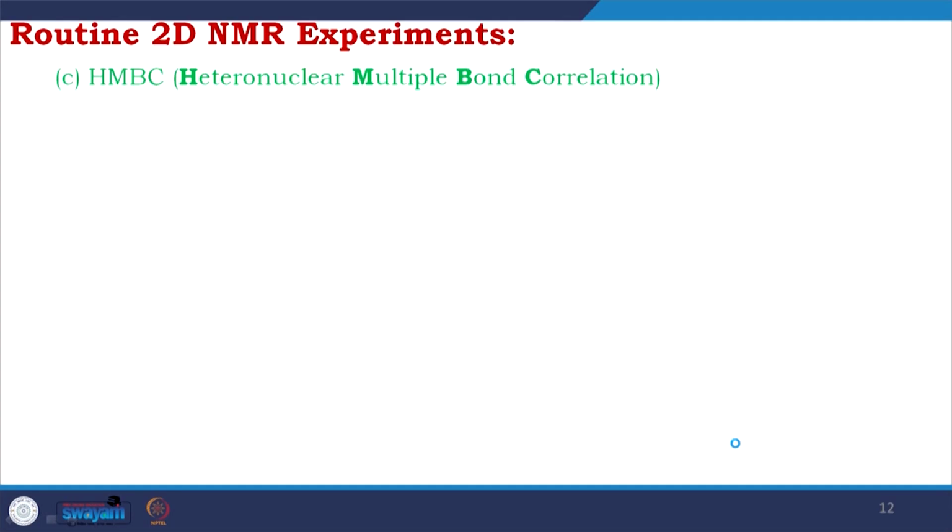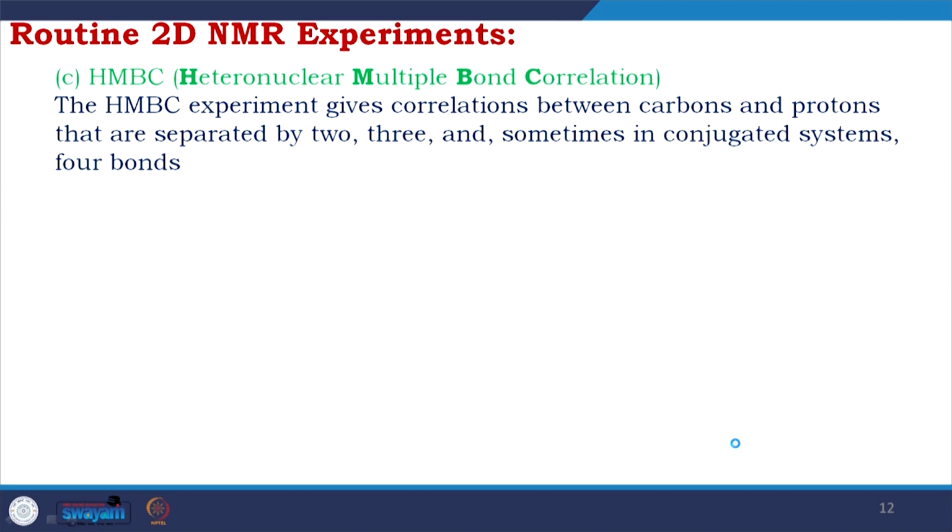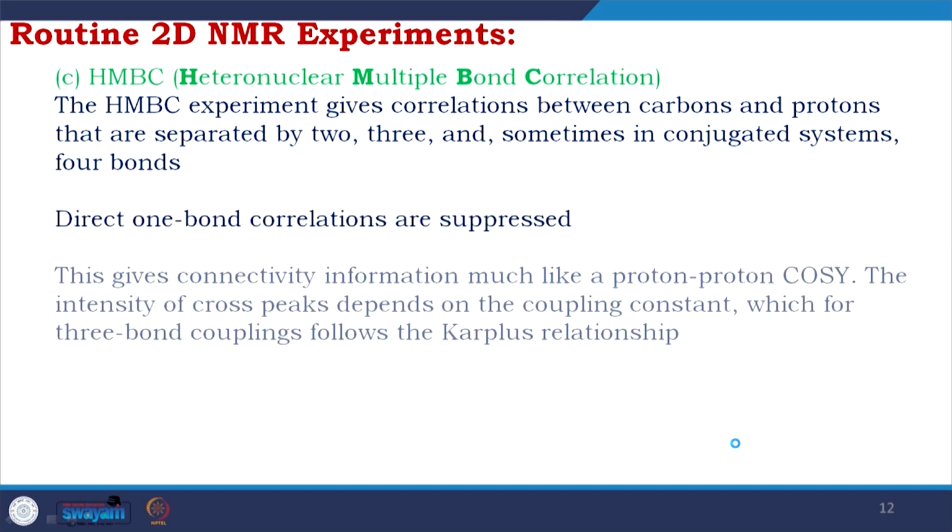HMBC, heteronuclear multiple bond correlation. The HMBC experiment gives correlation between carbon and proton that are separated by 2, 3 and sometimes in conjugated systems 4 bonds. Direct 1 bond correlations are suppressed. This gives connectivity information much like a proton-proton COSY.